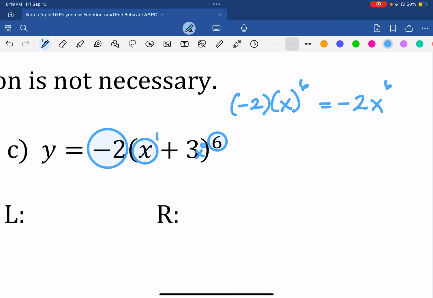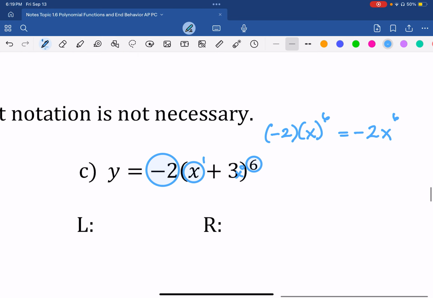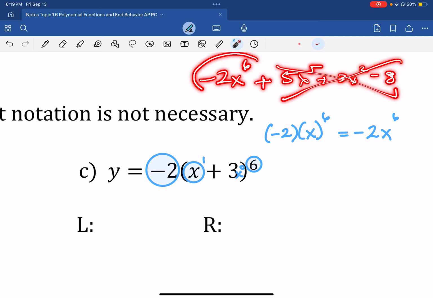Now, this is not the whole factor expanded. It is not the entire thing in standard form. What I'm giving you is just the leading term, right? So maybe it's -2x to the power of 6 plus 5x to the power of 5 plus 3x squared minus 8. You know, something really long, but we don't need this. All we need is the biggest term. The term with the biggest degree is your leading term. So we're not really worried about expanding it fully.